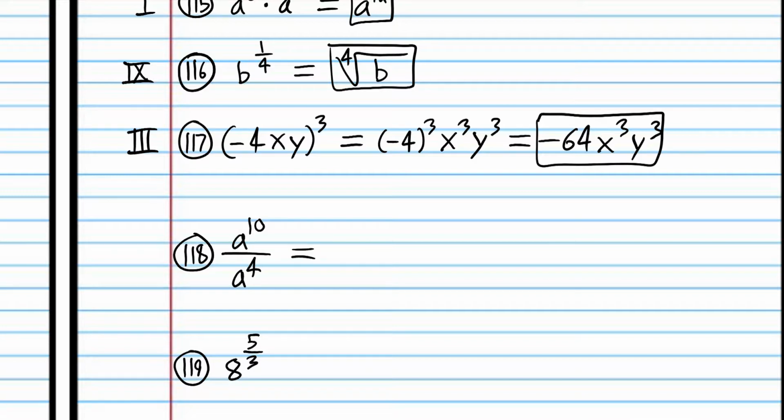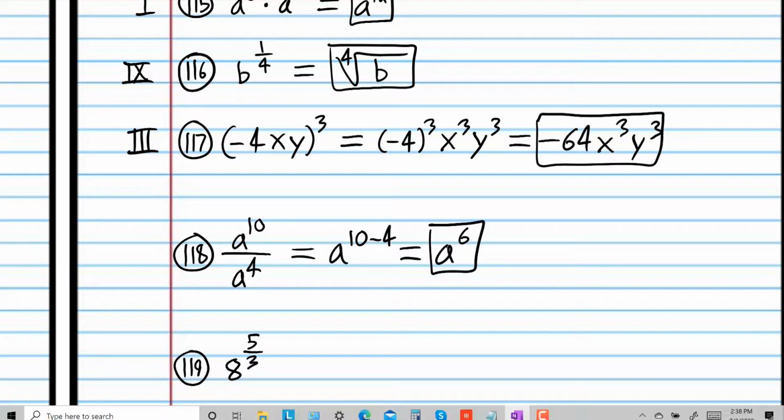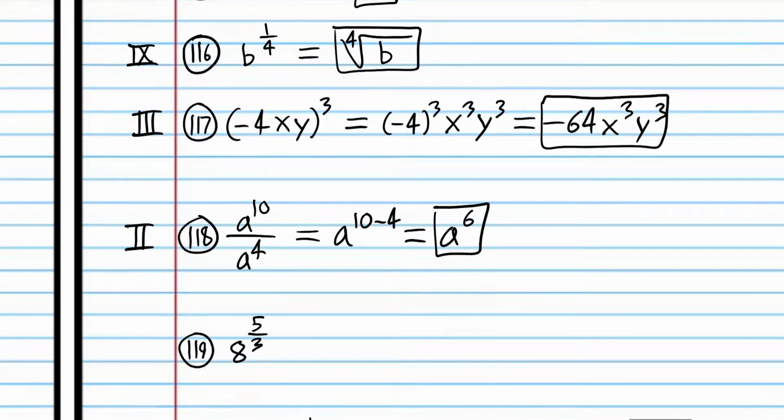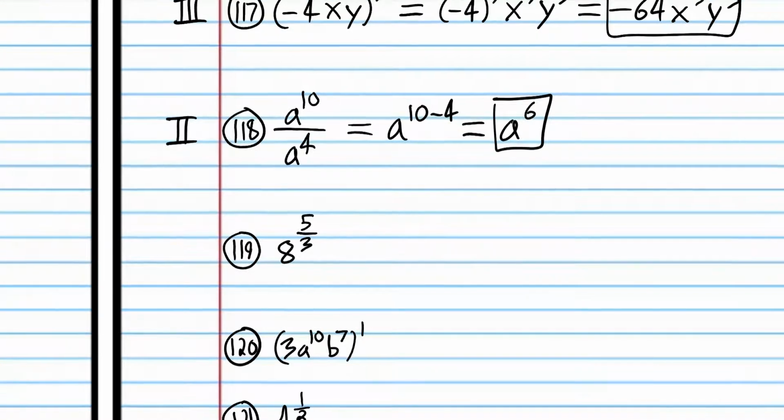All right, we're back. You're dividing powers, so you just subtract the powers. You don't have to write this intermediate step, but I'm just going to write it so you see what's going on. So we have a to the 6th power, and that's it. So that is rule number 2. If you got that one right, good job. Try 119. When you come back, we'll do it together.